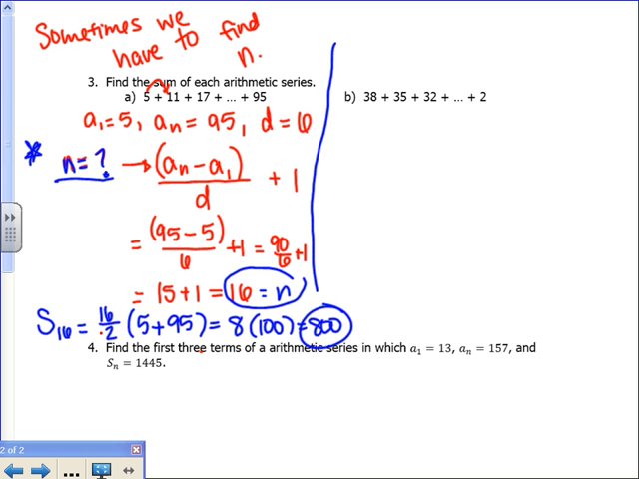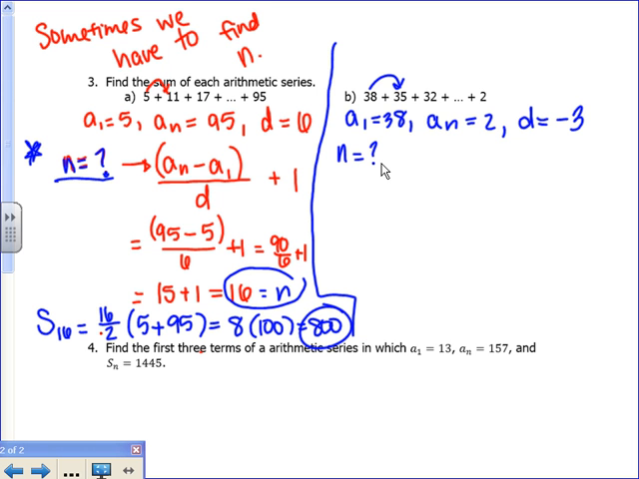Let's take a look at this next one. So again, very, very similar to the last one we just did. You know your a sub 1 is 38. You know your a sub n is 2. And you know your d, which is your difference, how to get from one to the next. Now, because we're going down, you know it's going to be negative. 38 to 35. How do we get from 38 to 35? Well, we subtract 3. So it's going to be a negative 3. It's just like adding a negative 3. Subtracting 3 is the same as adding a negative 3.